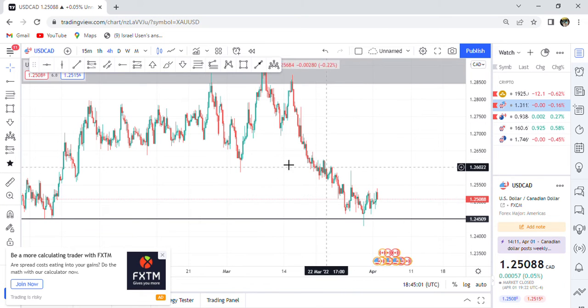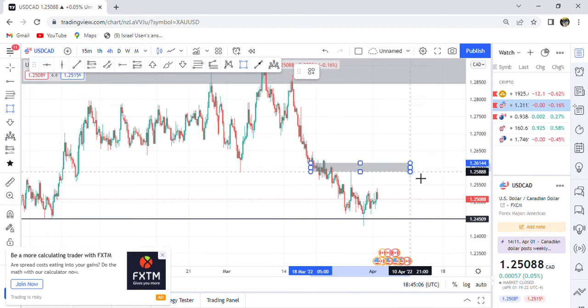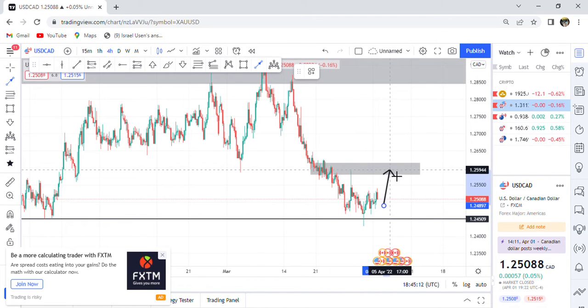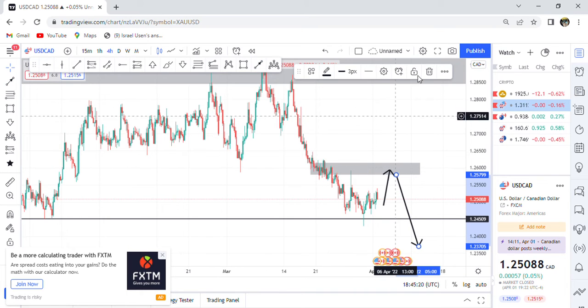Most likely we will come up to this level to give the basic weak rejection, but this is where we are stopping. You can still take your trades. For swing traders, we may be buying up to this point, and then price would fall massively down below. So that's what I'm expecting in the USD-CAD.